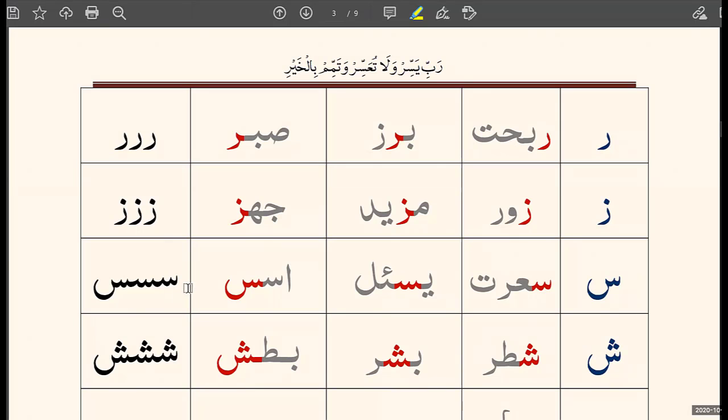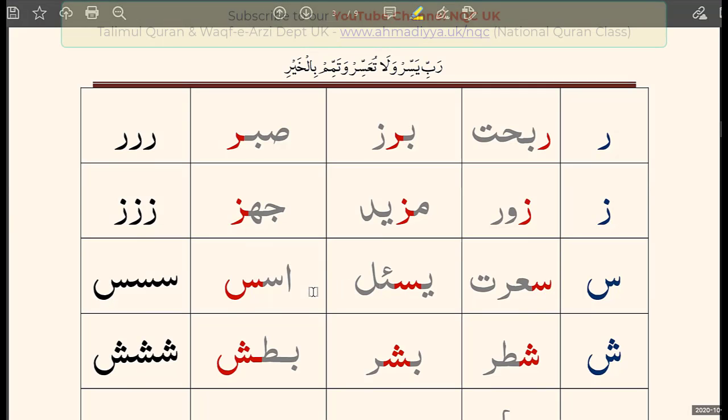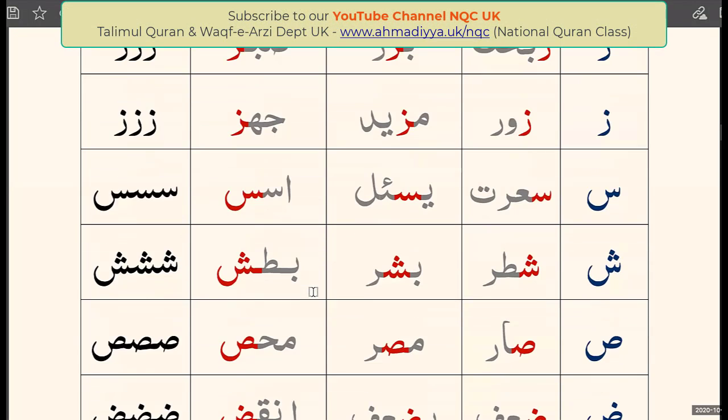Okay, you can see here three small upward curves of the sin, in the beginning, in the middle, and at the end. The final shape is the same, only it is joined with the previous. So sin can be joined to the next and also in the beginning, as we can find in the third column: ya, sin, hamza, and lam. So now we can ask another person, please.